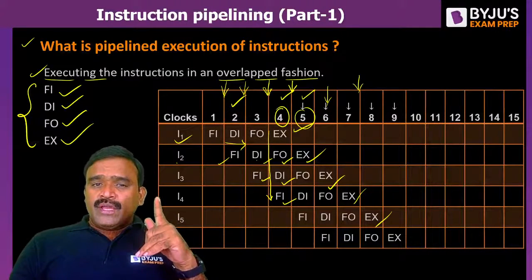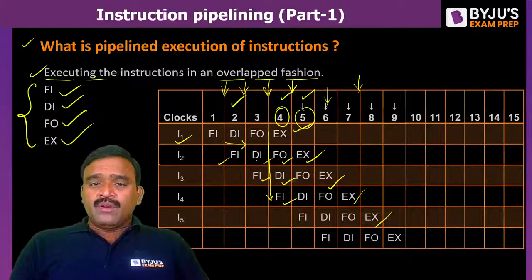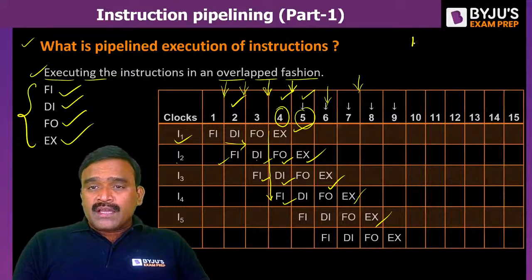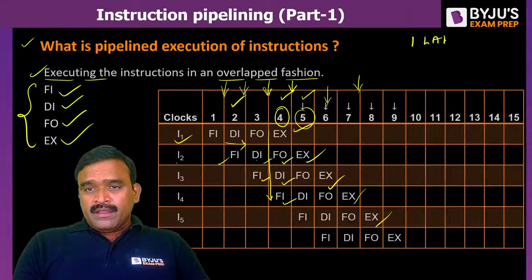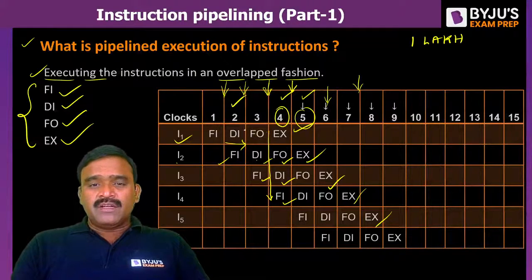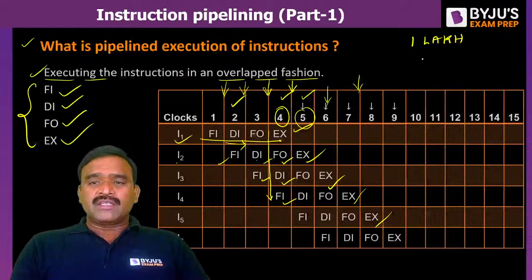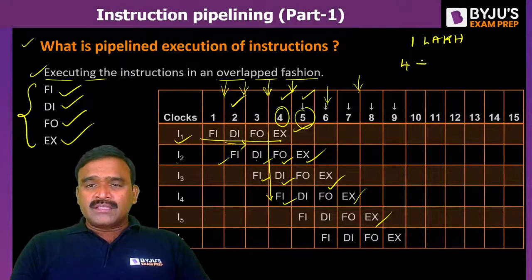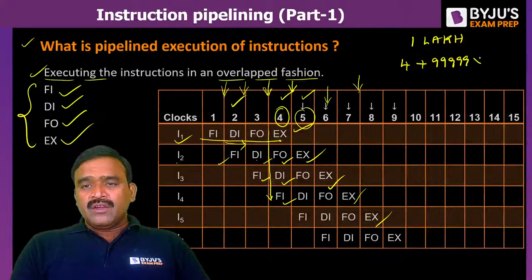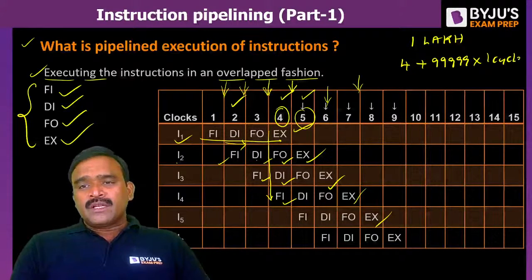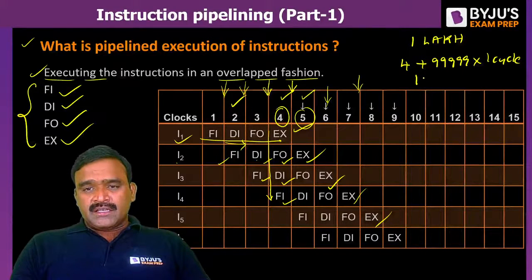So if you execute these instructions, for example 1 lakh instructions, how much time will it take? For the first instruction, it takes 4 cycles. Thereafter, one cycle for every instruction. So 4 cycles plus the remaining 99,999 instructions into 1 cycle only. So that is nothing but 1 lakh 3 cycles.